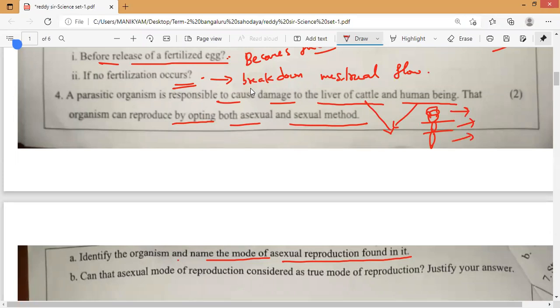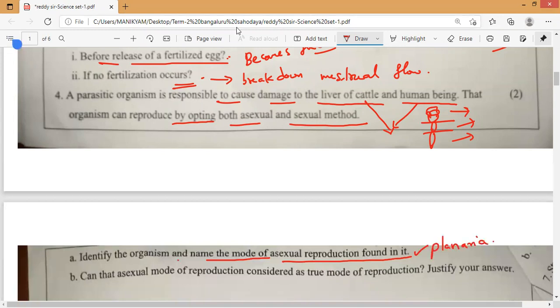Yeah, planaria. Very good, Tarani. So the organism which damages the liver of cattle and human beings, and which can reproduce by both sexual and asexual methods, is the planaria. Understood?